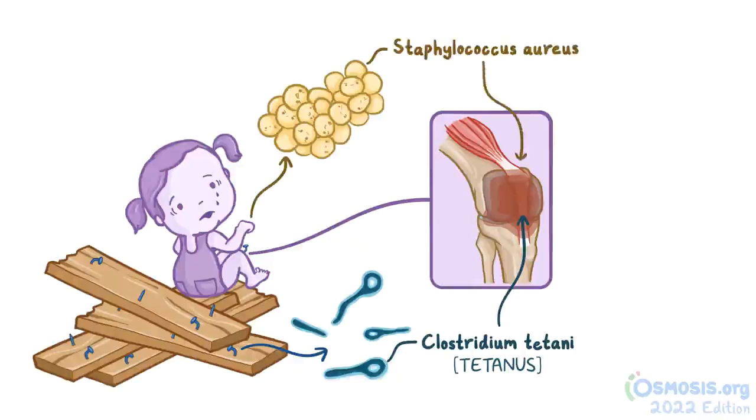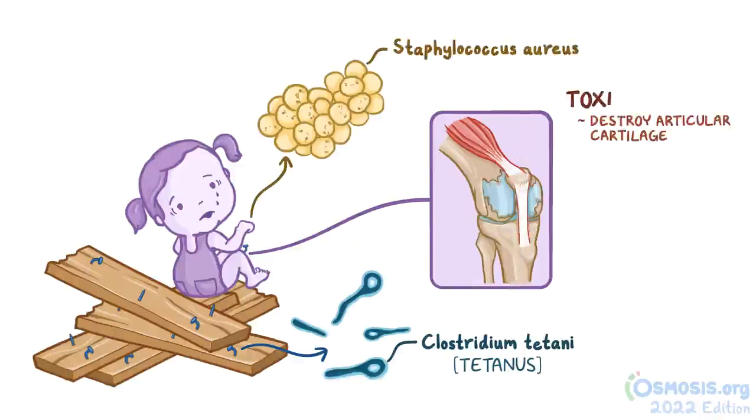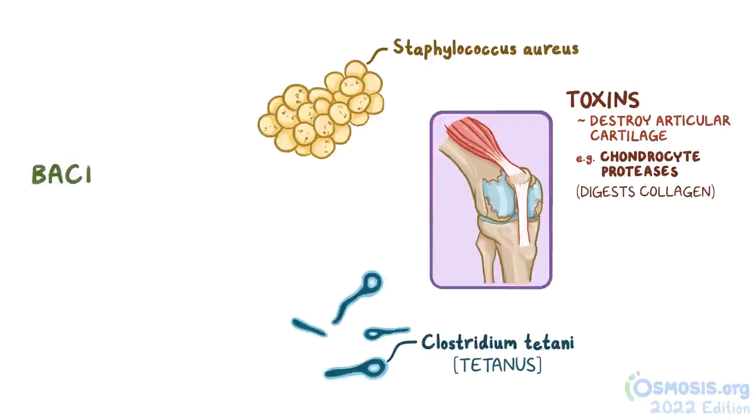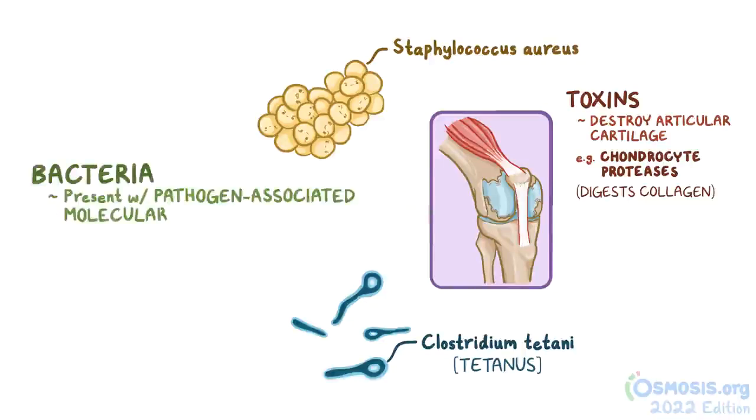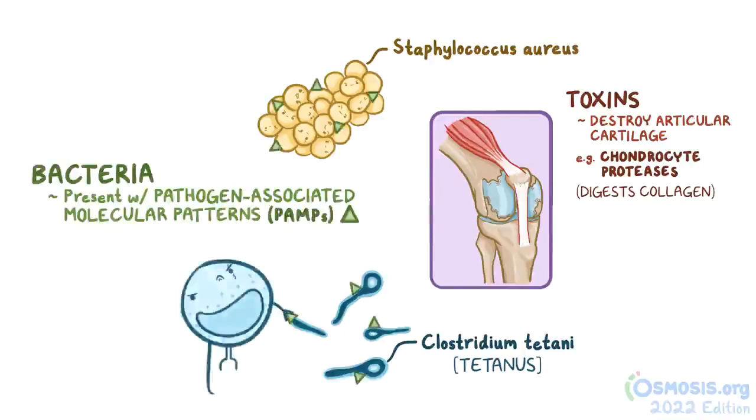Once bacteria get into the synovial cavity, they start destroying the articular cartilage with their toxins. One example of a toxin is a chondrocyte protease, which is a powerful enzyme that's capable of digesting the collagen in the articular cartilage. Also, bacteria present with pathogen-associated molecular patterns, or PAMPs, which is a group of bacterial surface antigens that are recognized by your innate immune system as foreign and result in the initiation of an immune response.